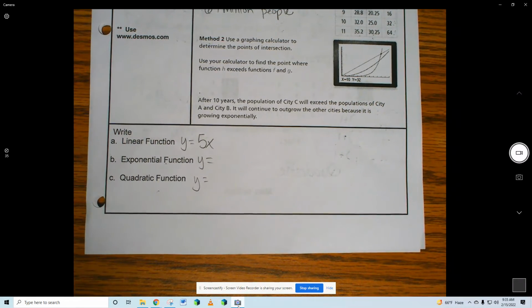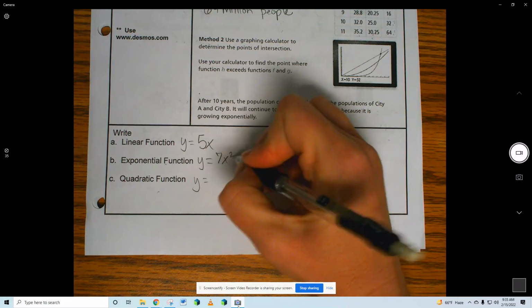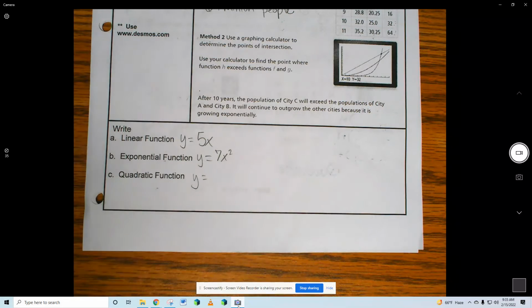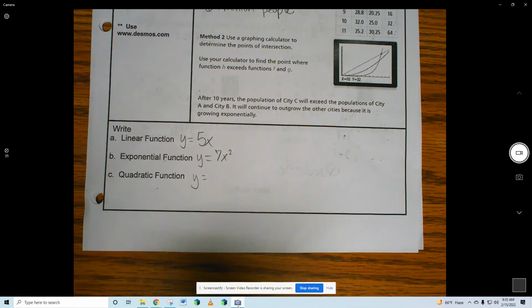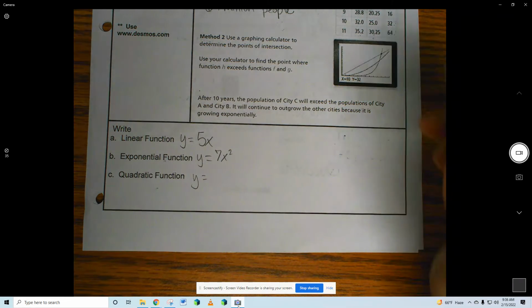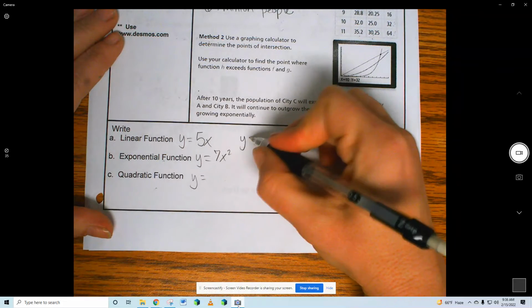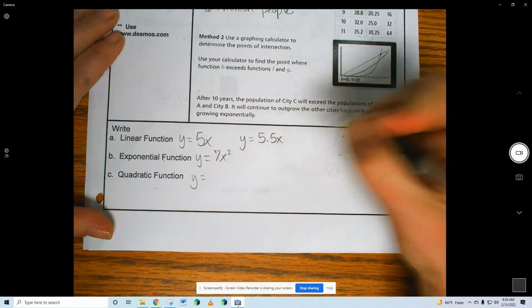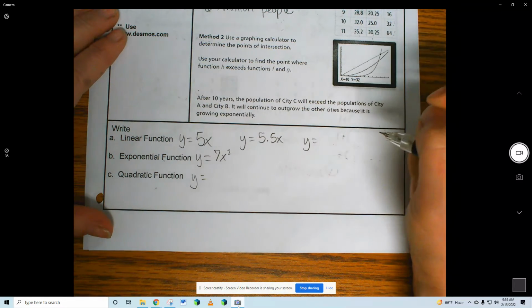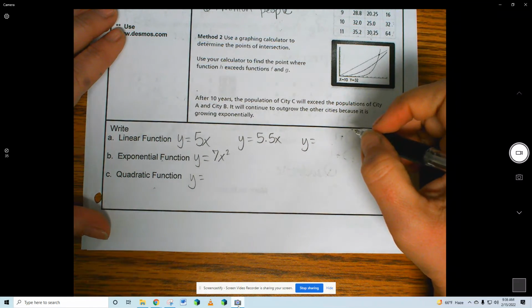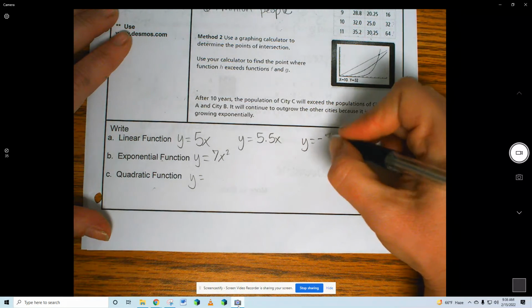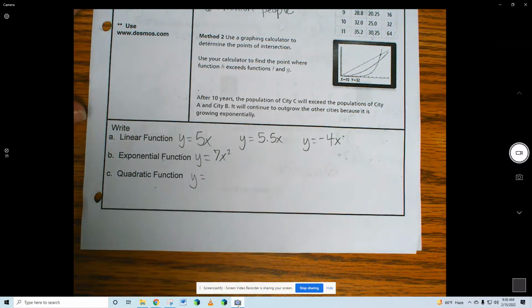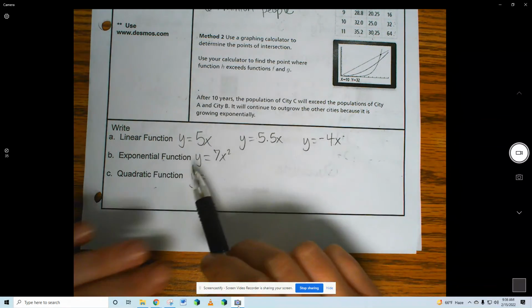Exponential is what? 7x squared. Okay. Give me another linear function. It seems like you guys need to practice what a linear function looks like. Give me another linear. Someone new. Y equals 5.5x? Sure. Give me another one without a 5 in it. 4x. Could it be negative 4x? Yeah. Could it have a fraction? 1/2 x? Yep. Okay, give me some more exponentials.